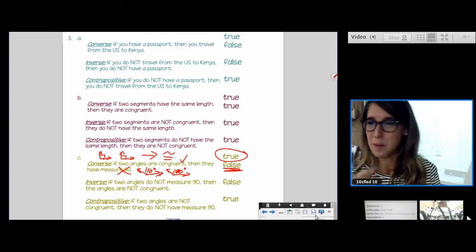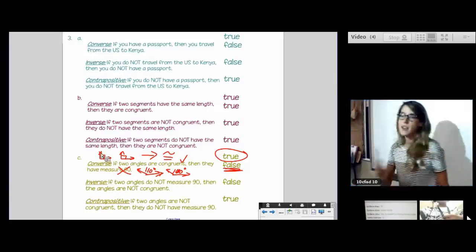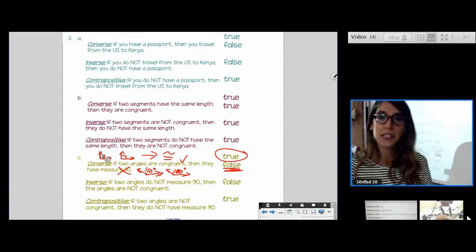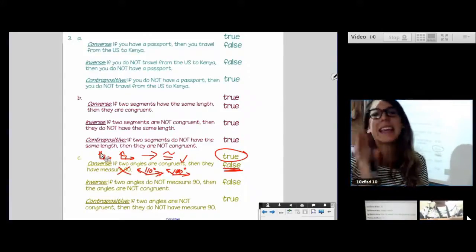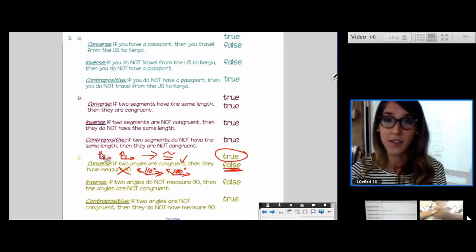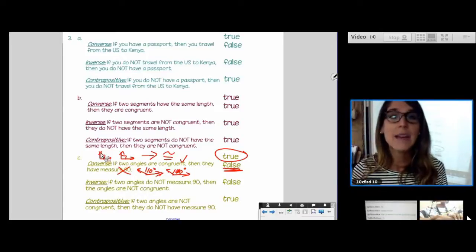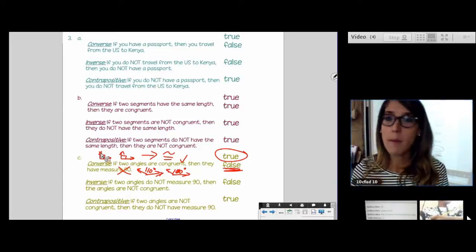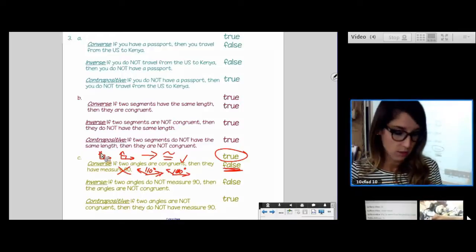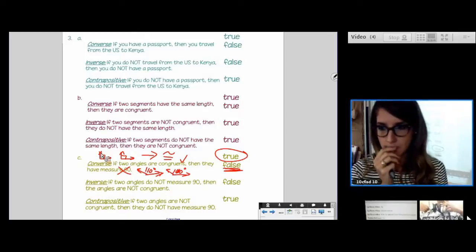Here's when it gets weird, when we put all these nots in it. Ready? Inverse means not. You not the hypothesis and you not the conclusion. You negate it. Okay. If two angles do not have a measure of 90, okay, so let's stop right there. They can have any measure they want. They don't measure 90, so they can measure anything else in the world. Then the angles are not congruent.